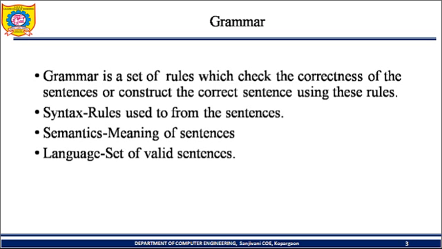Grammar is a set of rules which check the correctness of a sentence, or construct a correct sentence using these rules. So with the help of some set of rules as well as some syntax, we want to generate the correct sentence. Syntax are nothing but the rules which are used to form the sentence. Semantics represent the meaning of the sentence. So a sentence should be meaningful, and a language is nothing but a set of valid sentences.